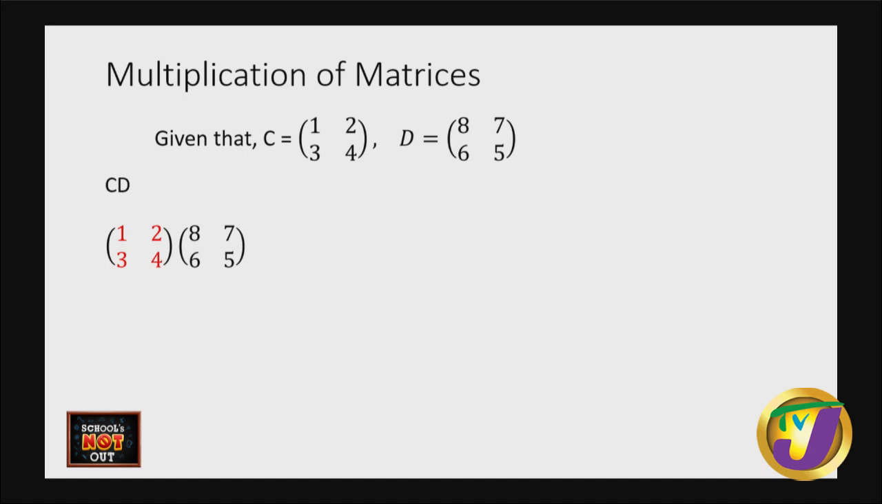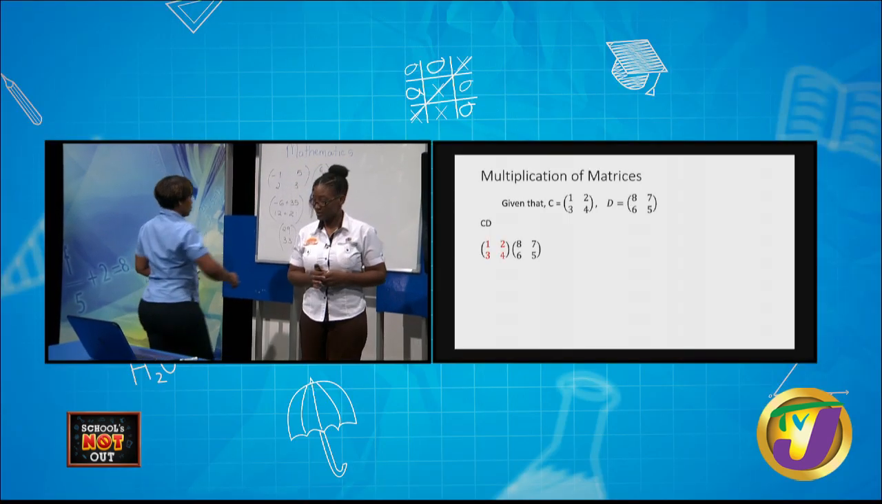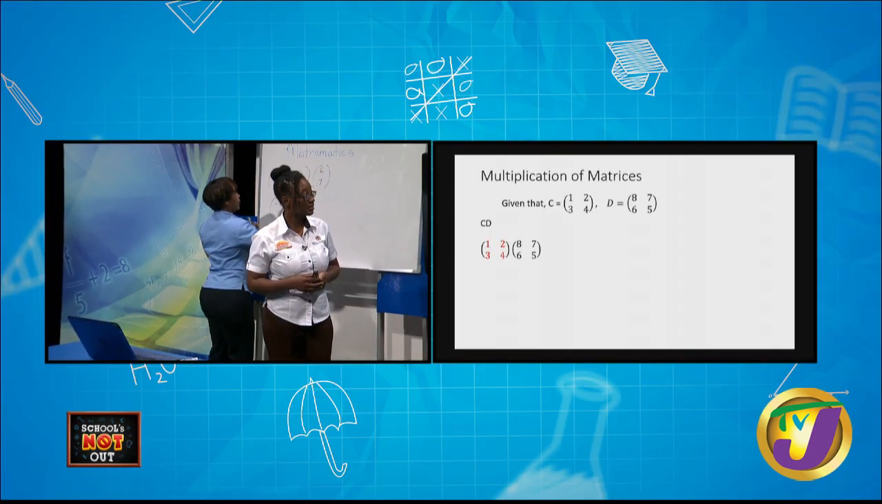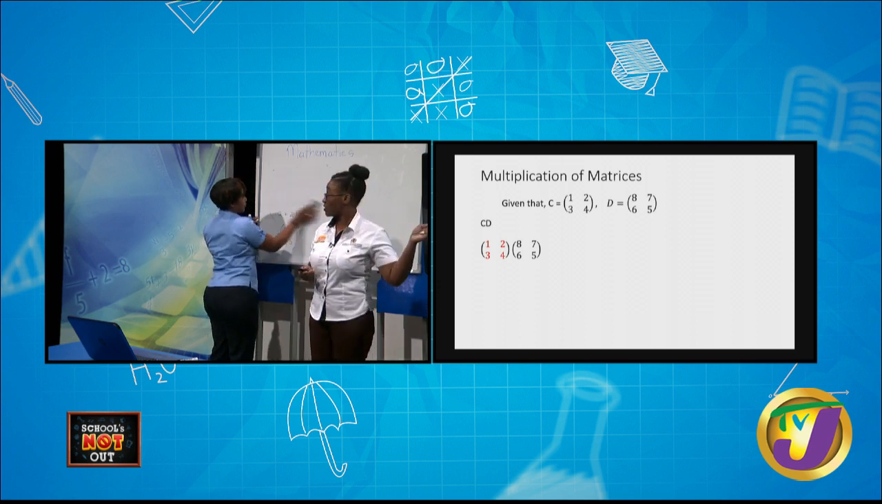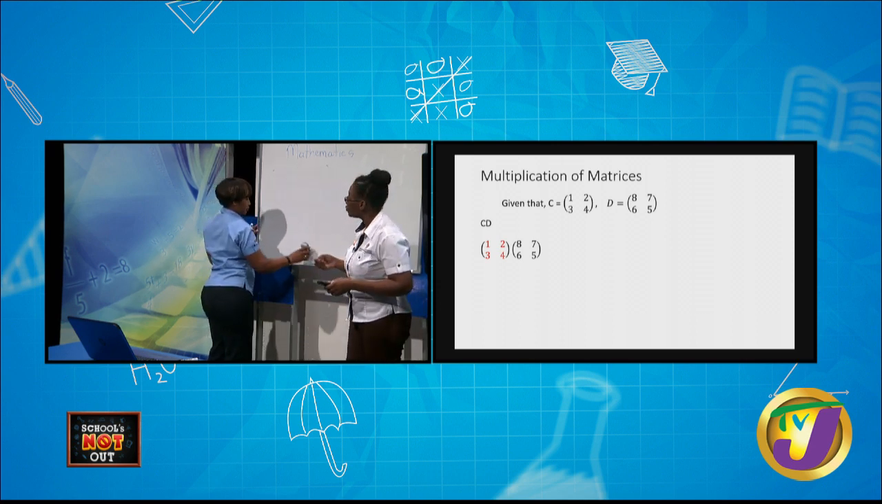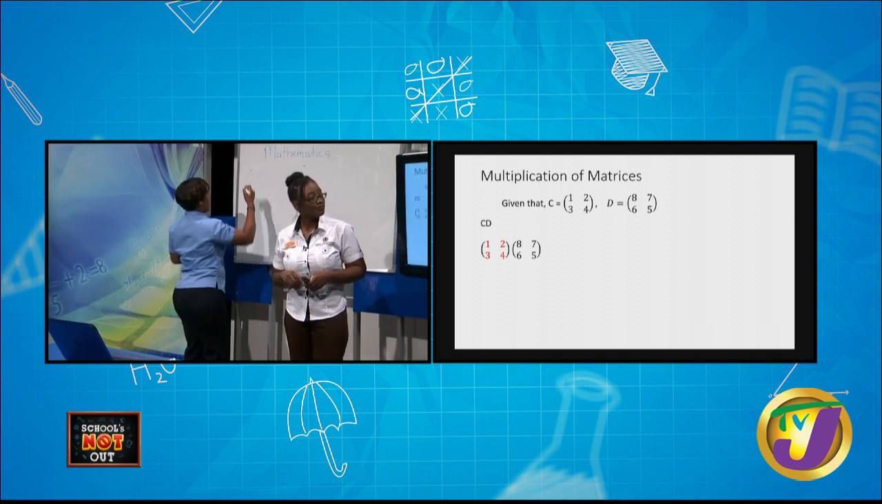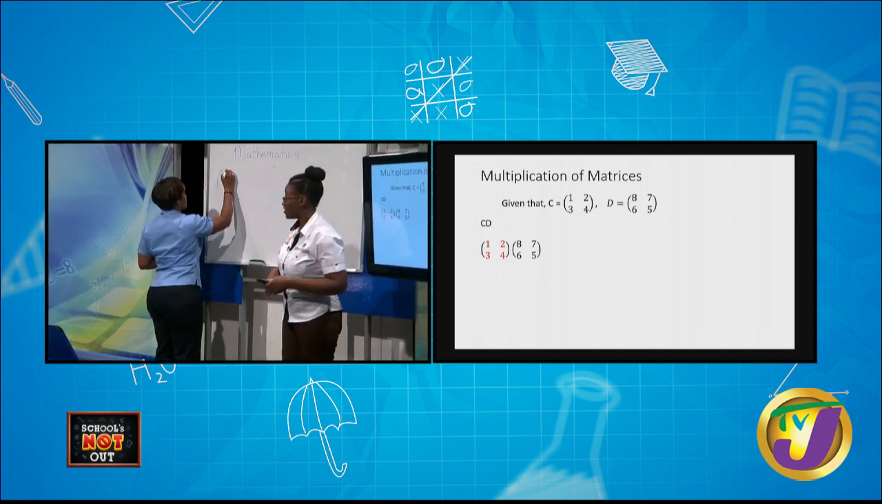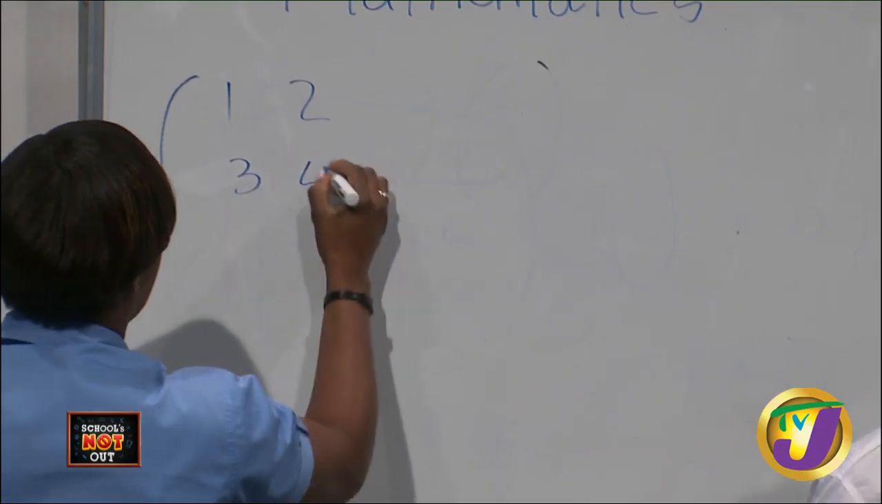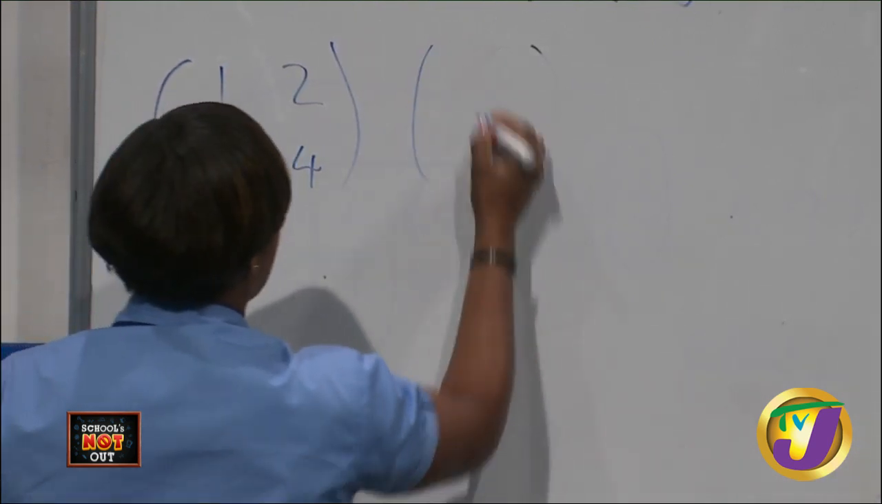Now, this board space is a little small. We can do one of them on the board and then pick up on the slide. Yes, most definitely. So let's just do one on the board. Give me the first matrix again: 1, 2, 3, 4. And 8, 7, 6, 5.